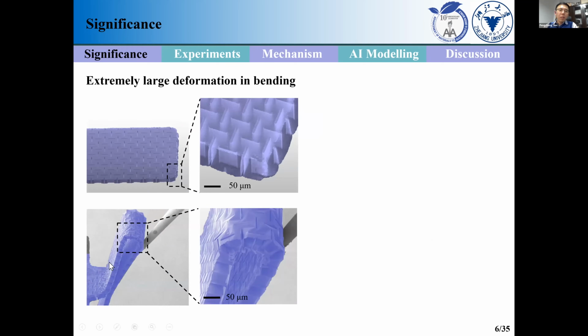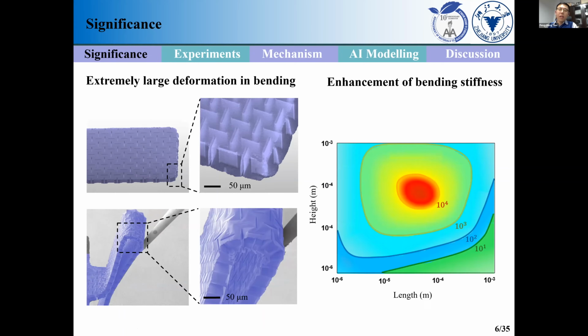We can see from these images that the axial strain is almost 100% for the plate, right? But it still can fully recover to the original shape. And comparing to the plates that do not have those design patterns, the enhancement of bending stiffness for our plates is up to 10 to the 4th.